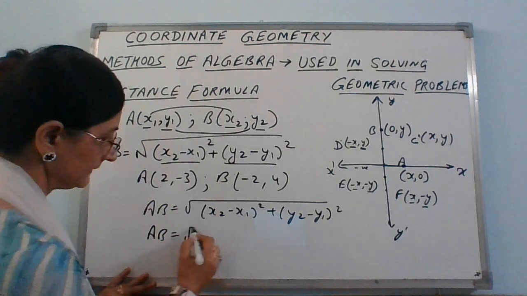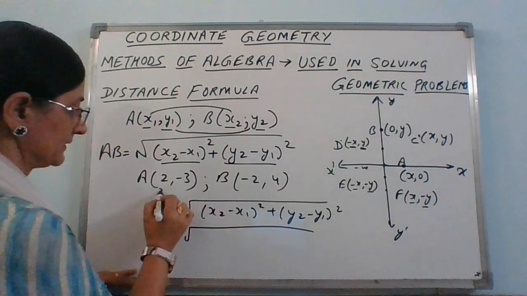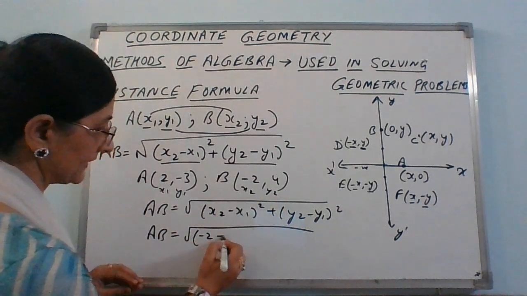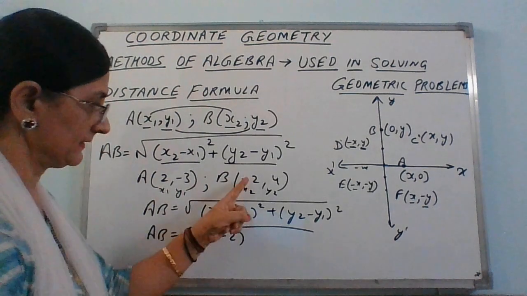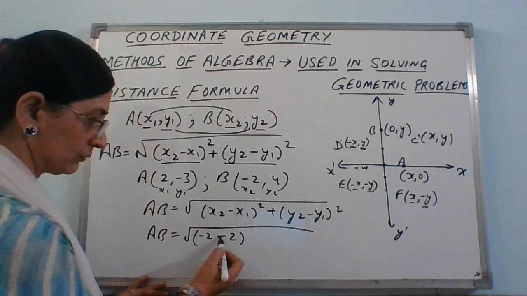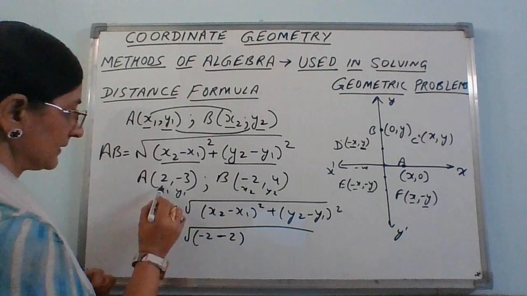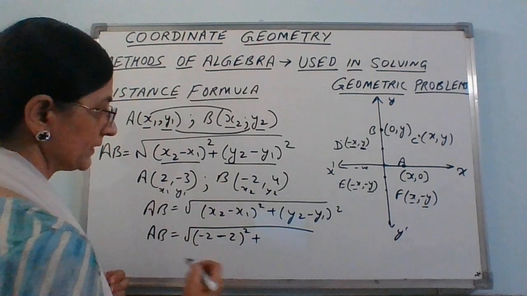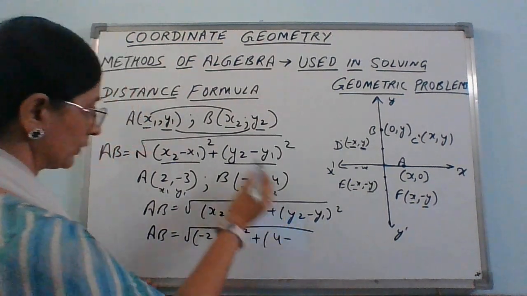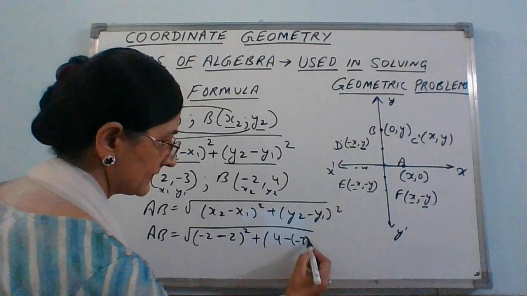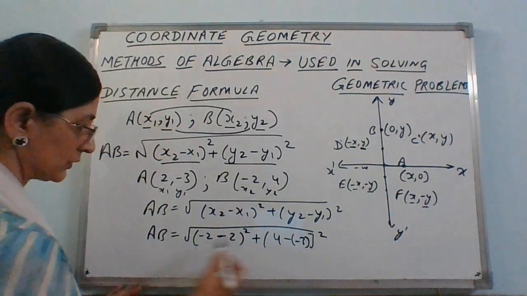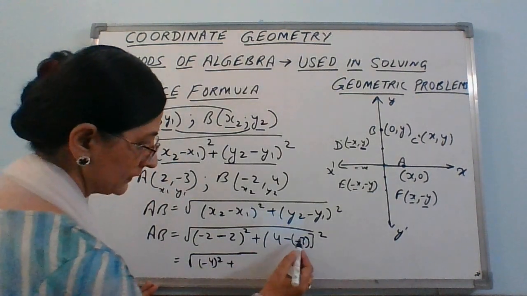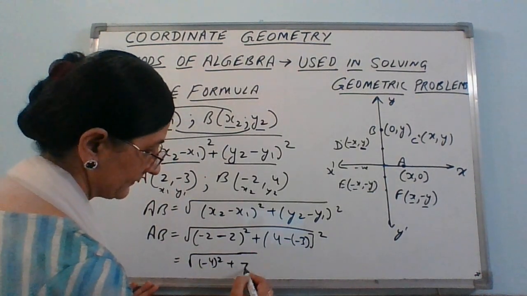So AB will be the square root of x2 minus x1. What is x2? First x1, y1, x2, y2. x2 is minus 2. Here x2 is minus 2, then we put the negative sign here according to the formula. Then x1 here is 2. So we have substituted the values. Now what is y2? y2 is 4, and y1 here is minus 3. So you can change the sign here, this becomes positive. So it becomes minus 4 whole square, and it becomes 4 plus 3, that is 7, whole square.